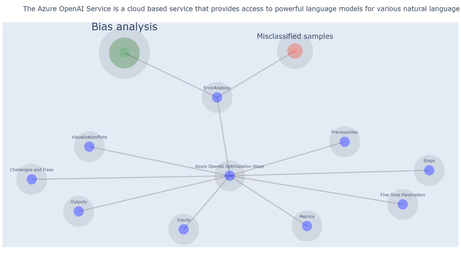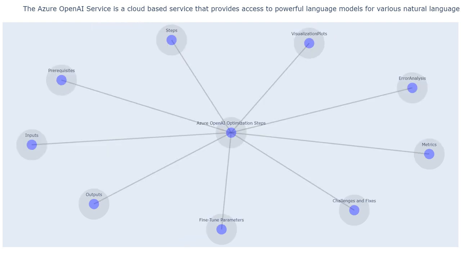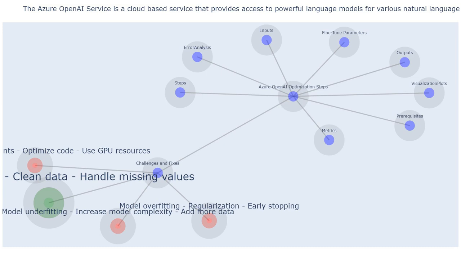For example, the model may be more likely to make certain types of errors for certain groups of people or for certain types of text. Identifying and addressing biases is crucial for building fair and ethical AI systems. Challenges and fixes. Data quality issues can significantly impact the performance of the model.